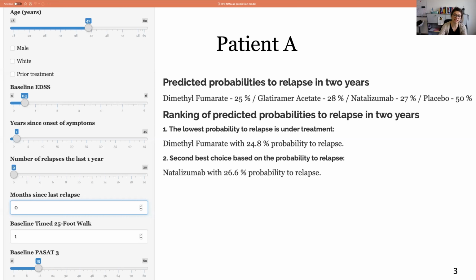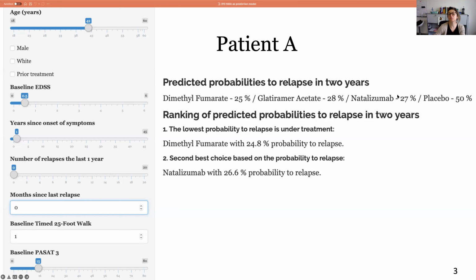Here is a patient A, and on the left you see various characteristics that we suspect are associated with differential response to the 3 active treatments. This is a patient 42 years old with a rather low baseline EDSS. This is a scale of disability. The years since the onset of symptoms, number of relapses in the last years, and various other clinical variables.